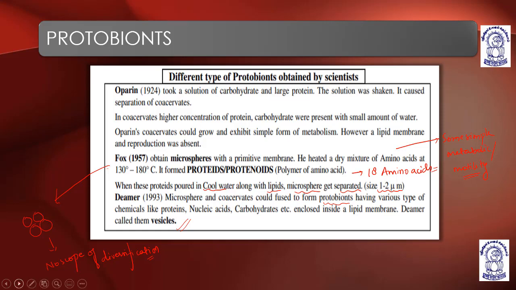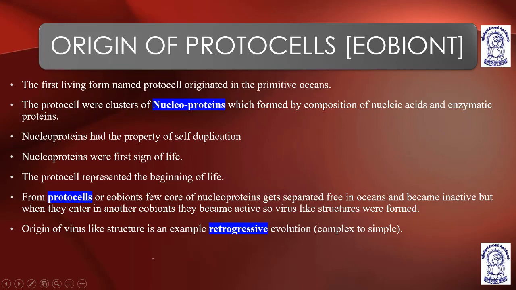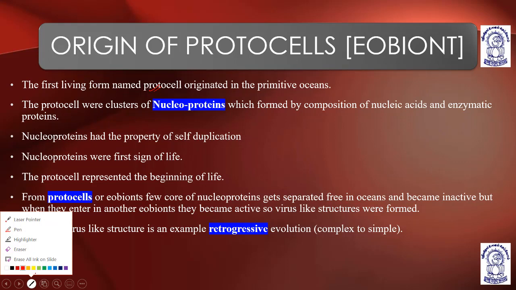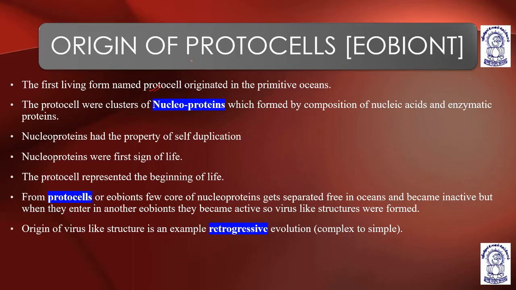Now moving to the next slide, origin of protocells or eubionts. The first living form, named protocell, originated in the primitive oceans. Yeah, that's very clear. We have just gone through the same statement. The protocells were clusters of nucleoproteins. That's very true. The protocell were structures having clusters or collections of nucleoproteins.